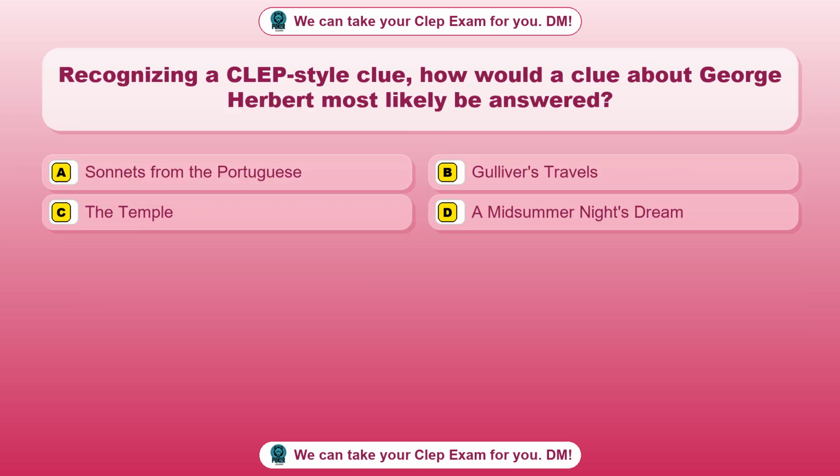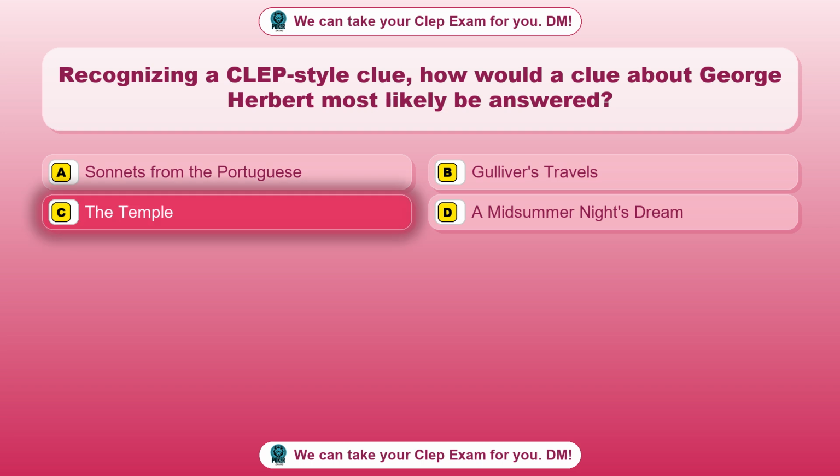Question 53. Recognizing a CLEP-style clue, how would a clue about George Herbert most likely be answered? Option A, Sonnets from the Portuguese. Option B, Gulliver's Travels. Option C, The Temple. Option D, A Midsummer Night's Dream. The correct answer is option C, The Temple.